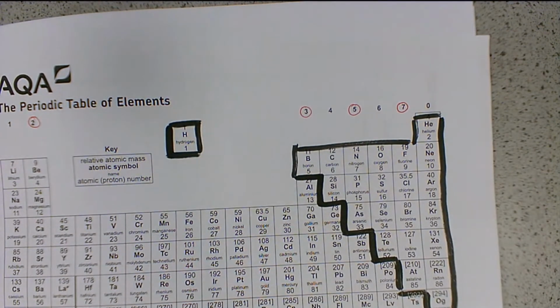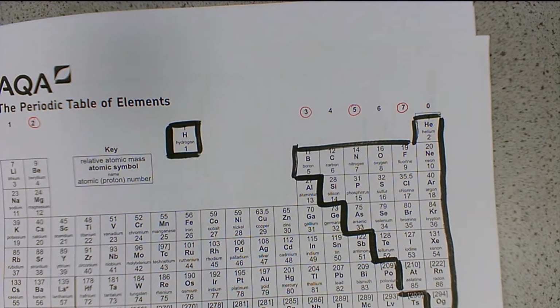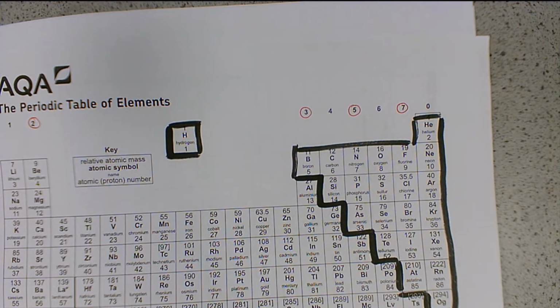So metals lose their full outer shell. Whatever outer shell they have, they lose it all. So if it's got 2 in its outer shell, it will lose those to become plus 2. If it had 3 in its outer shell, it will lose all 3 of those to become plus 3. But non-metals gain however many they need to get to a full outer shell, which is usually 8. So nitrogen is in group 5, so it needs 3 more, so nitrogen will form a negative 3 ion. Oxygen is in group 6, it needs 2 more to get to 8, so it will form a negative 2 ion.